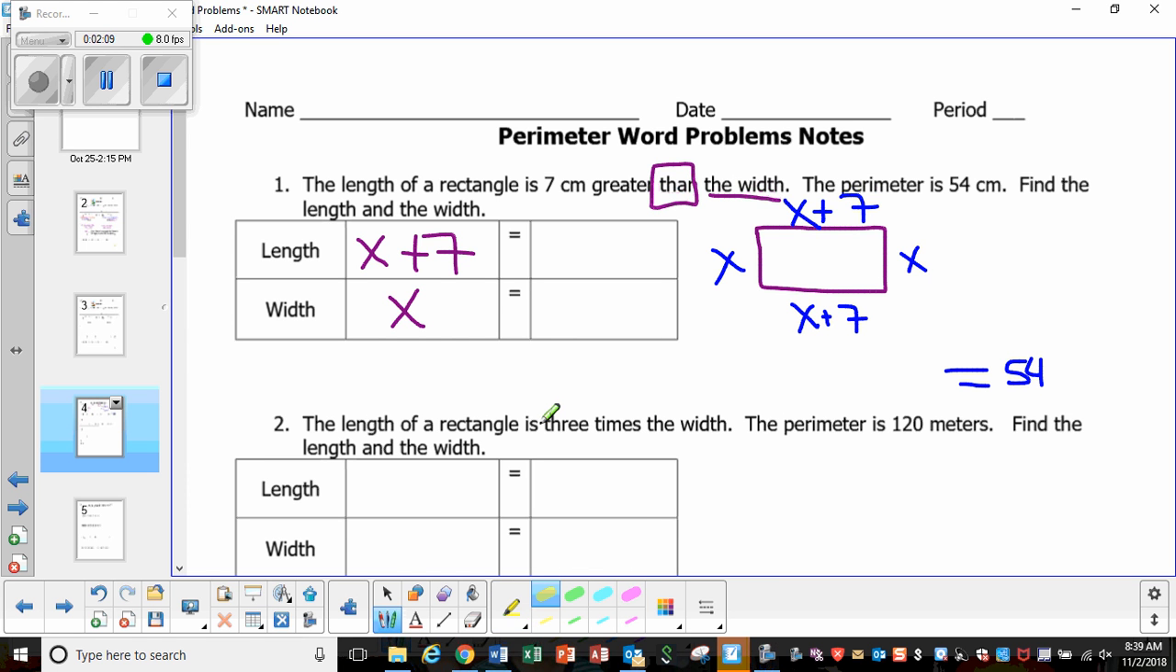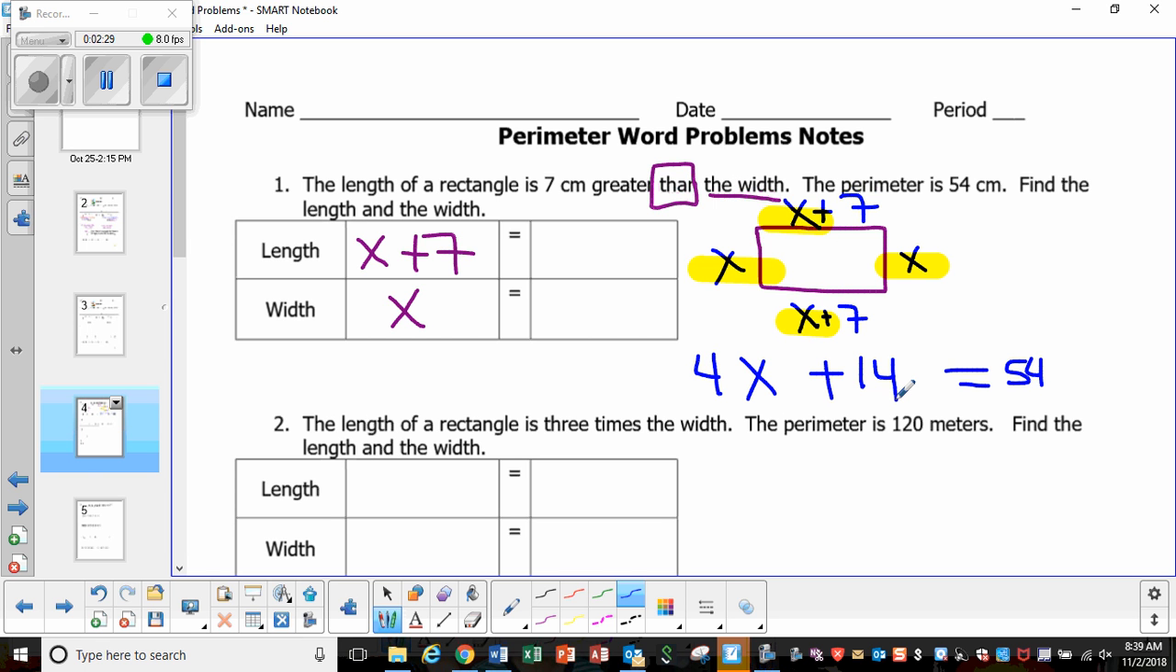Okay, so you can set up the equation. And so you're going to have to use what, Lily, to set up the equation? Yes, you have to combine like terms. So you've got how many x's here, guys? 4x. So we've got 4x and we've got plus 14. So go ahead and solve that for me.